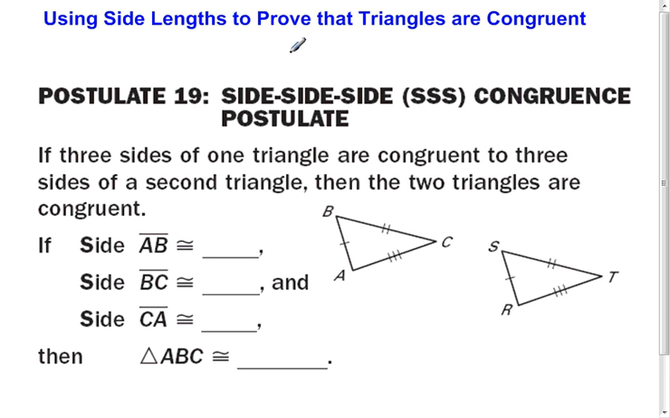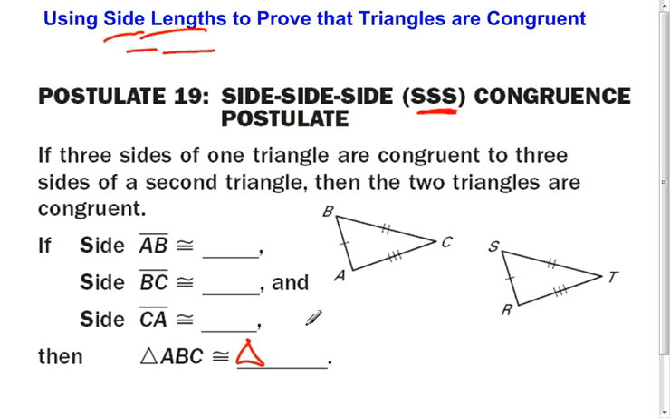Okay, there are 3 postulates or theorems that we can use when using side lengths to prove that triangles are congruent. One of them is the side-side-side congruence postulate. And instead of saying that all the time, we can say SSS or write it SSS. Okay, so here it is in lots of detail. Basically, if all 3 pairs of sides are congruent, then the 2 triangles must be congruent.